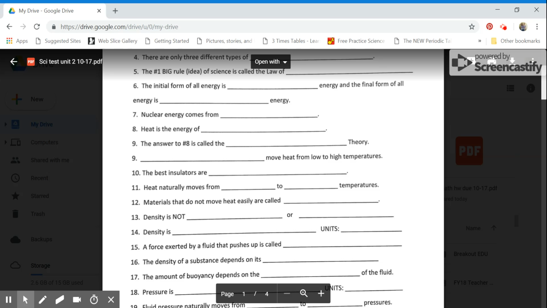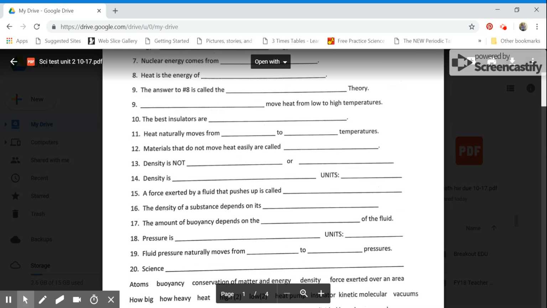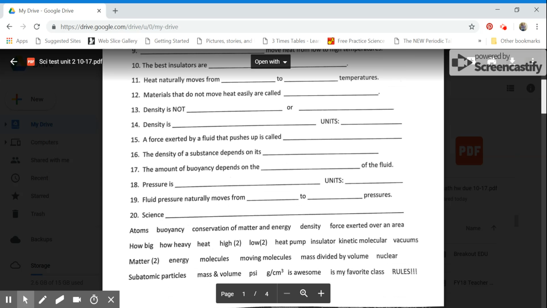Number 15, a force exerted by a fluid that pushes up is called blank. Number 16, the density of a substance depends on its blank. Number 17, the amount of buoyancy depends on the blank of the fluid. Number 18, pressure is blank, and the units blank. 19, fluid pressure naturally moves from blank to blank pressure. And number 20, science blank.